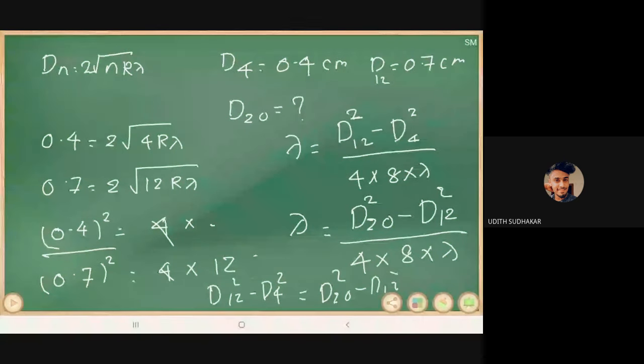D12 and D4 are known, so from that you can find D20. That will be the right method, because in the other case, when you take the ratio, it is not correct. That is why they have given the exact spacing, D4 and D12, and D12 and D20. The common factor will cancel when you equate them, so D12 squared minus D4 squared becomes D20 squared minus D12 squared. You just calculate and tell me.